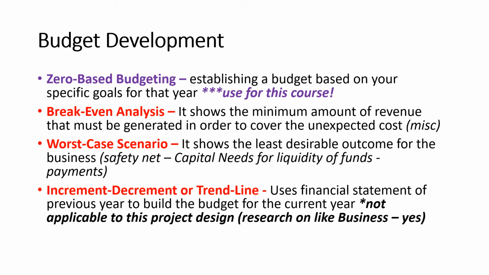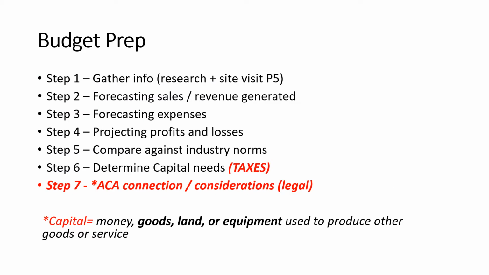For the budget development, the textbook talked about several different budget types. We're going to focus on the zero-based budget. Since we don't have a real history previously, we're going to use that zero base where we talk about specific goals for that 1 year. Use that for the course. You can see though, there are different methods. There's break-even analysis, worst case scenario, and increment, decrement, or trend line budgets also. But again, use zero-based budget for this course project.